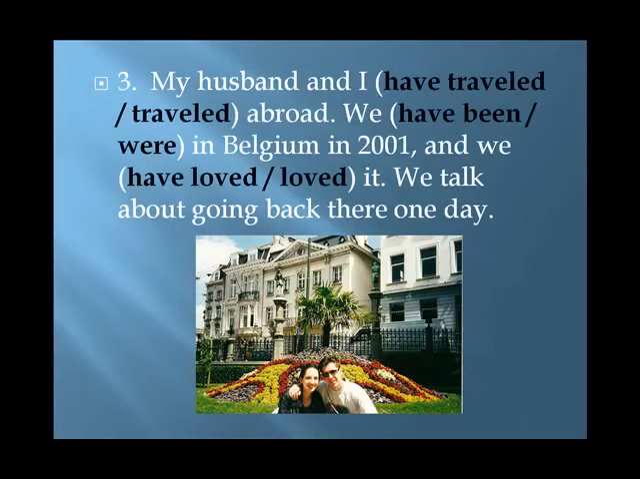Number 3. Answer. My husband and I have traveled abroad. We were in Belgium in 2001, and we loved it. We talk about going back there one day. The first sentence uses the present perfect. It's the better choice because we're speaking about a shared general past experience. Also, at the end of the statement, there's a suggestion of future travel. In the second sentence, we have a specific date mentioned, in 2001. 2001 is a finished period of time, so we must use the simple past.